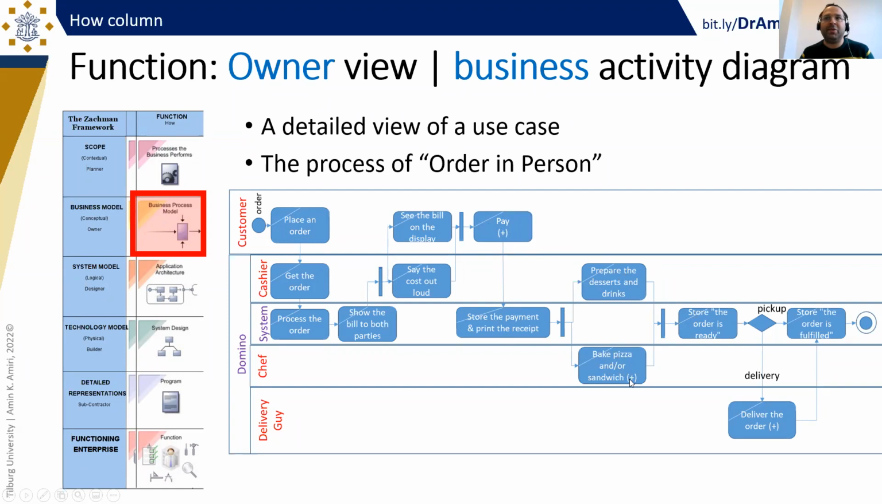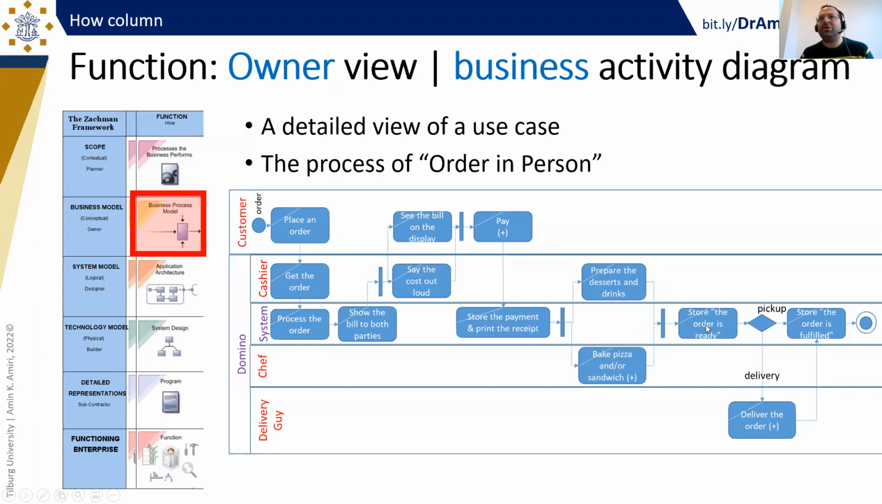Or for baking the pizza, you see a plus here. That means that there is another process with several steps for baking the pizza. So if we start a payment, then the cashier prepares the desserts and drinks. The chef will bake the pizza or sandwich. Afterward, these two can be done in parallel, as you can see. These two are done in parallel.